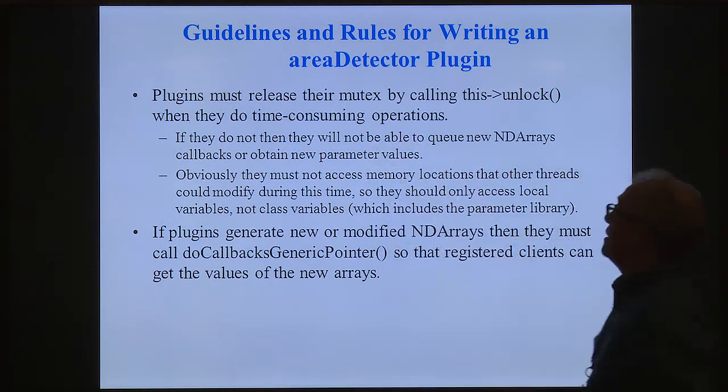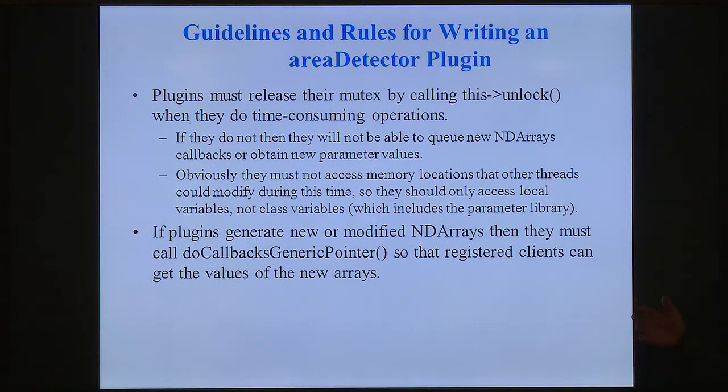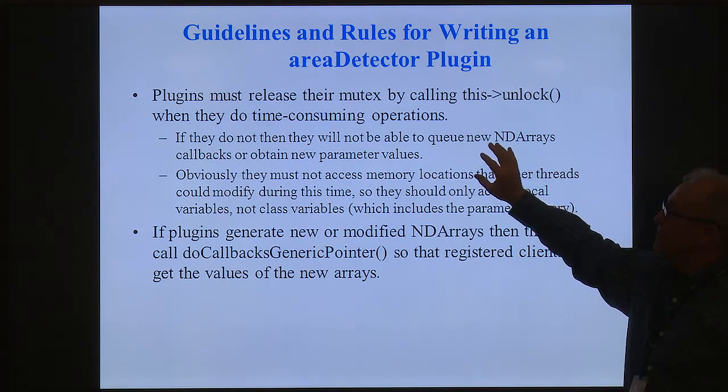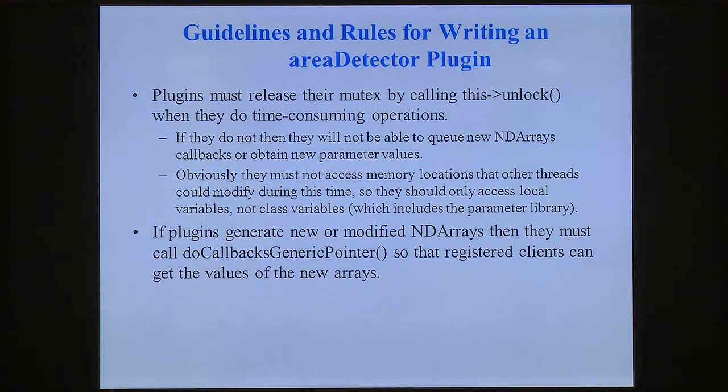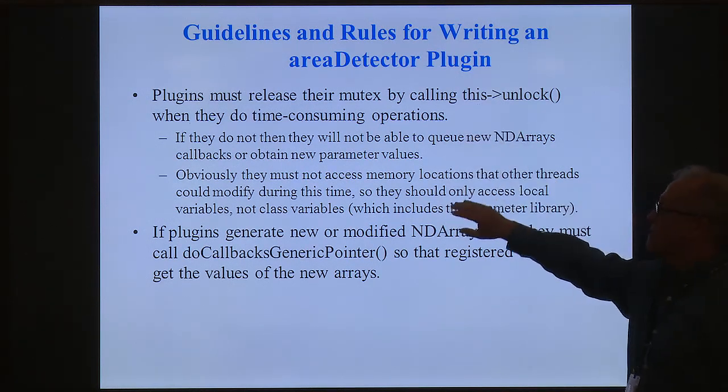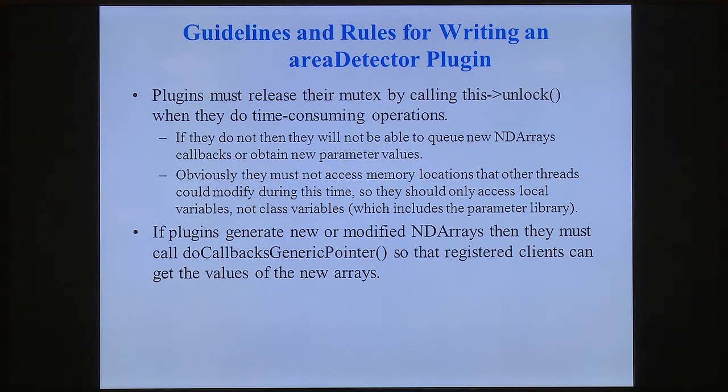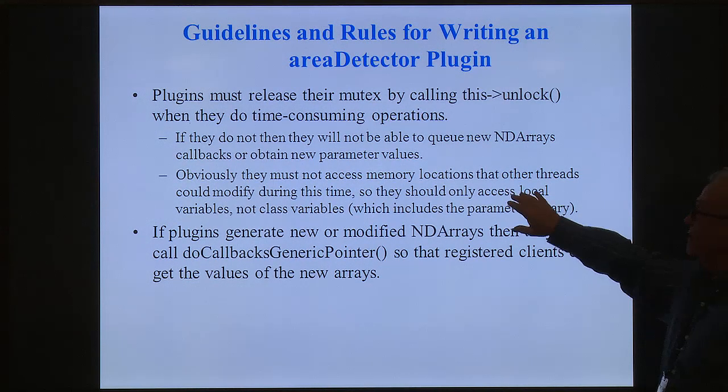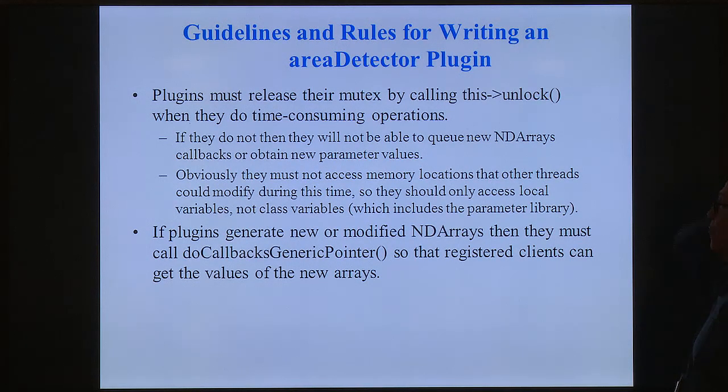A really important thing here is that when the plugin is doing anything that's time-consuming, it's got to release the mutex. It has to, because if it doesn't, the driver won't be able to access the queue in this plugin. Before it releases the mutex, it's got to copy any class data to some local place where it's thread safe, where no other thread can be modifying that location. While you don't have the mutex, you're not accessing any class variables, which includes the parameter library. So when you've released the mutex, you can't call get integer param or get double param, because you could have conflicts with another thread.